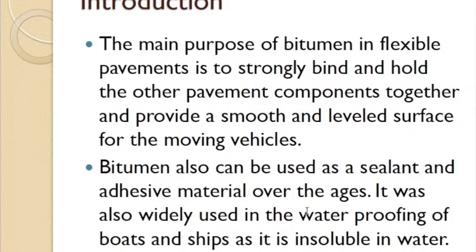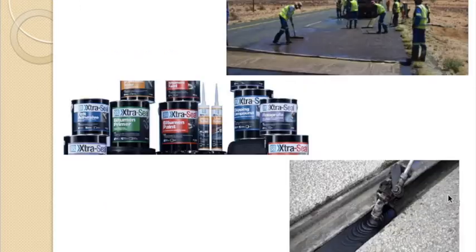So it is not only used as a material for the road pavement, but it is also used as a waterproofing material, because it is almost like a glue, so that it can protect our surface from leaking. So that is another function of bitumen. These are the examples.